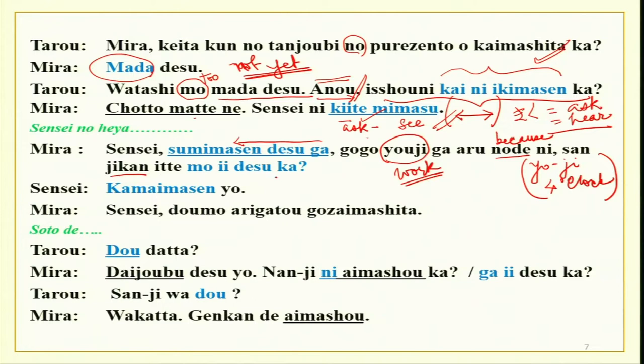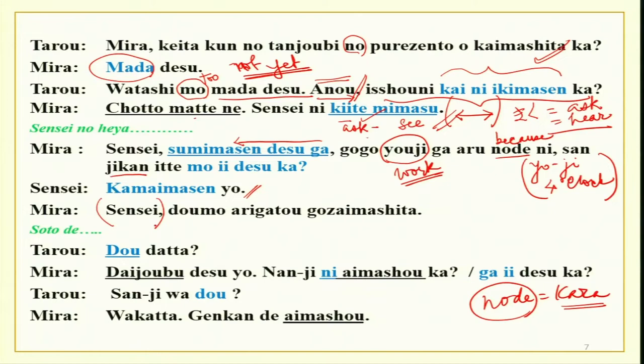Now no de over here, no de is equal to kara. You've done it a number of times. You will see when you are using no de, the listener understands the reason is genuine. With kara, it is just very informal and just an information. Kamaimasen yo, I don't mind. It's all right. Sensei, doumo arigatou gozaimashita. So you just don't say doumo arigatou gozaimashita. Always add this when you are talking to your teachers.